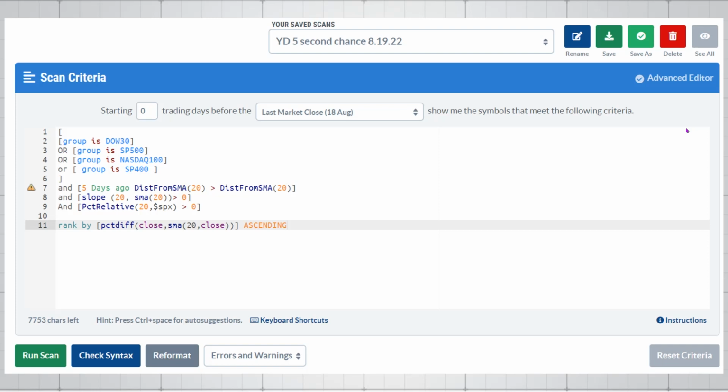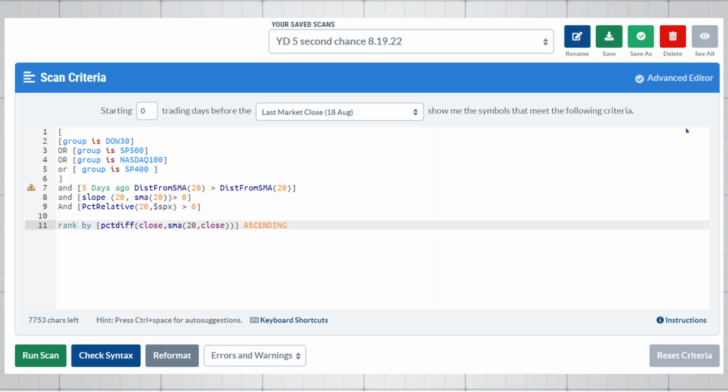We first take the distance from, for example, a 20-period moving average 5 days ago, and we simply say that that's greater than the distance from that same moving average today. We're going to ask that the 20-period moving average have a positive slope. Doesn't matter how positive, just that it is positive. We're going to calculate that slope over 20 periods, same periods as the moving average. We're also going to put a little kicker in, which is the percent relative. That's going to enable us to ask for stocks that are outperforming, in this case, the SPX. So let's see what that does for us.